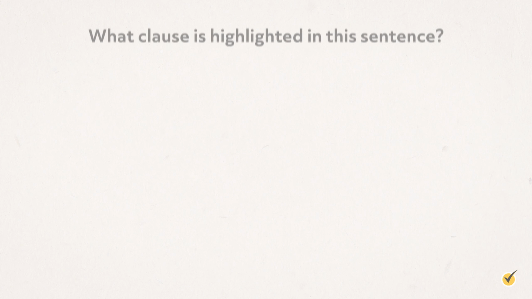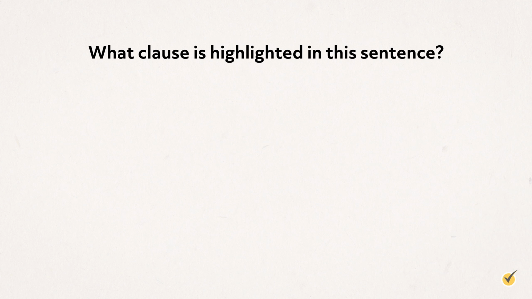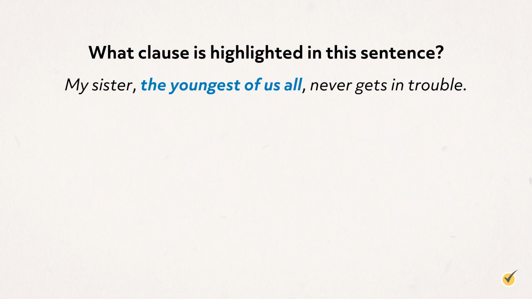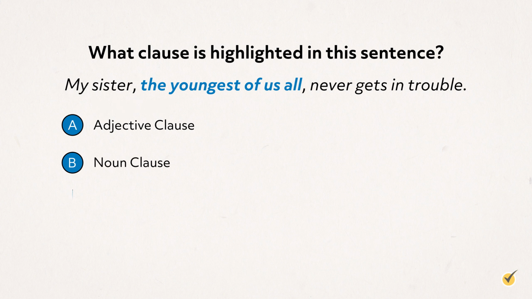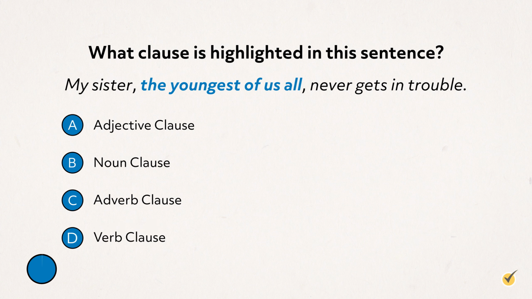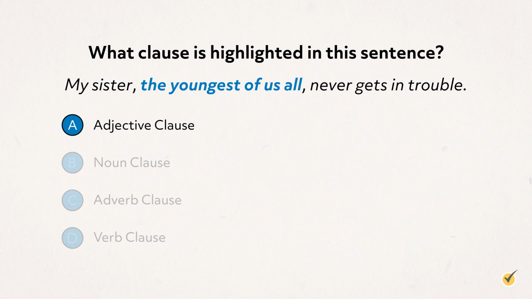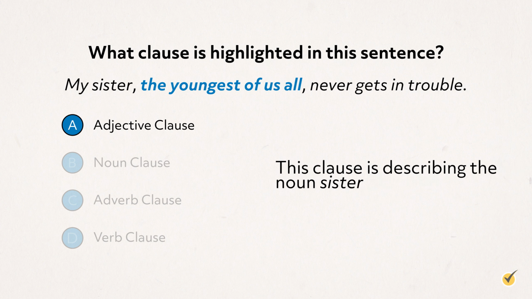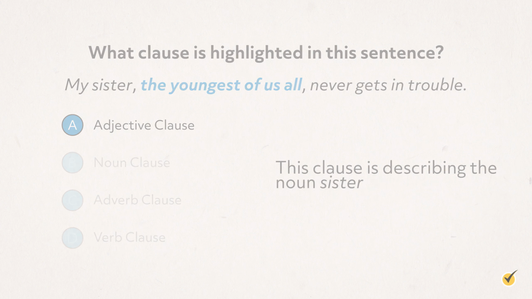Number 1. What clause is highlighted in this sentence? My sister, the youngest of us all, never gets in trouble. Is it A, adjective clause, B, noun clause, C, adverb clause, or D, verb clause? The correct answer is A, adjective clause. This clause is describing the noun sister.